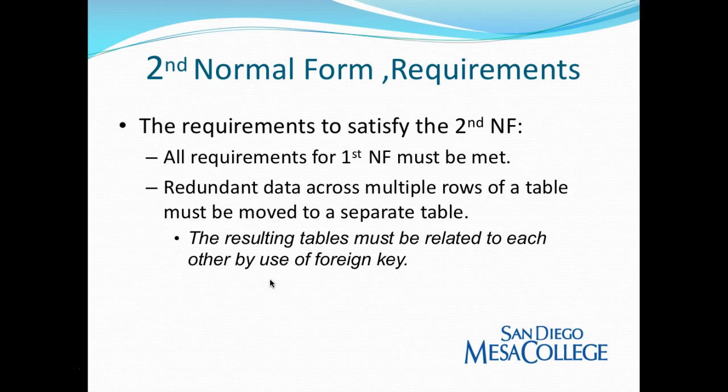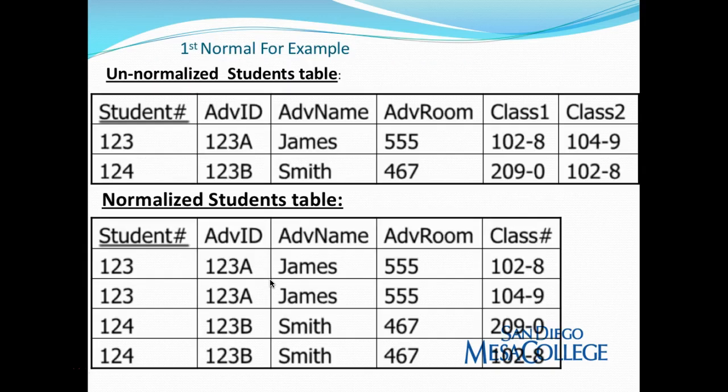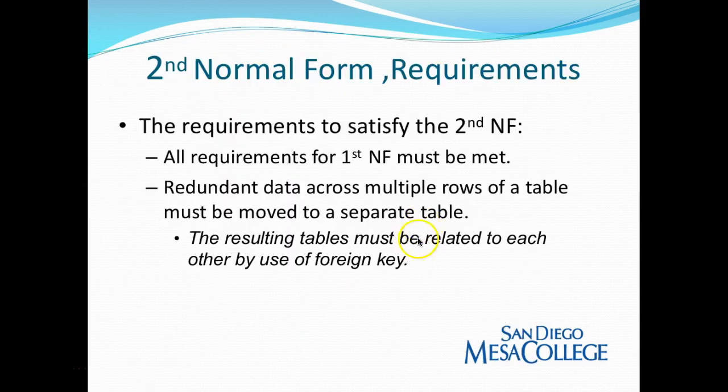Now this is most of the databases on the web. We have the redundant data here. We have student IDs that are redundant, advisor IDs, advisor names, advisor room, all these things are redundant. These need to be moved to a separate table. So what happens is the resulting tables have to be related to each other by use of a foreign key. Well, you can also do it with a primary key, but you lose the foreign key constraints.